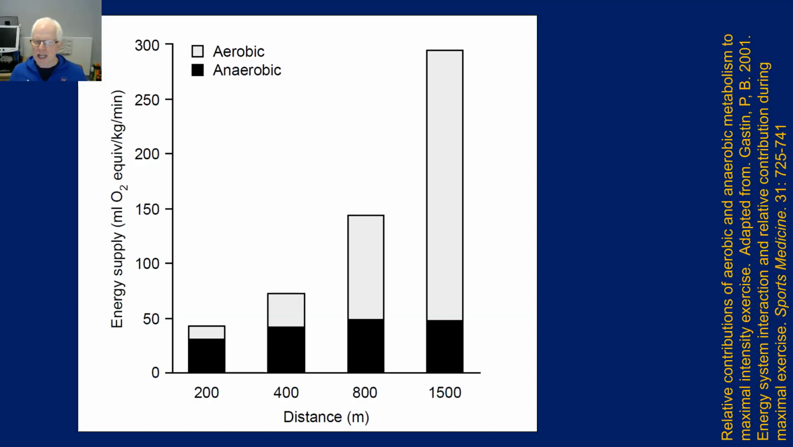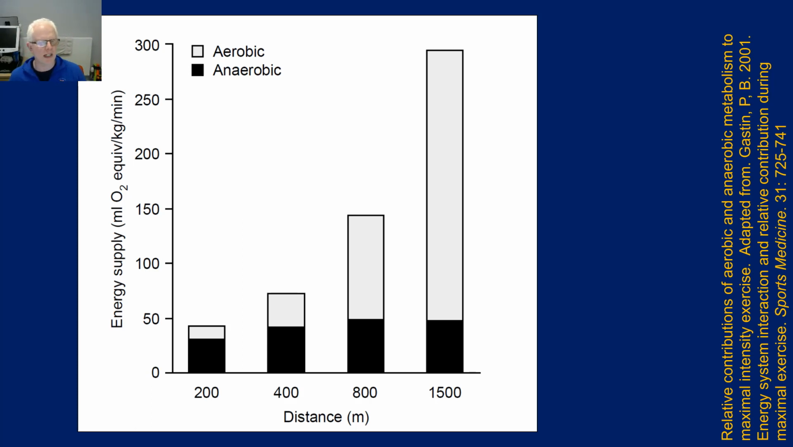So this is some data from Gaston, which is a tremendous paper actually published in Sports Medicine. In here, what you can see is on our x-axis, we've got the distance in meters. On the y-axis, we've got energy supply. Now, be careful and don't be worried about the units here. So the energy supply here is in mils of O2, which is equivalent over a minute. So don't worry what that is. Okay, we're going to discuss this later on.